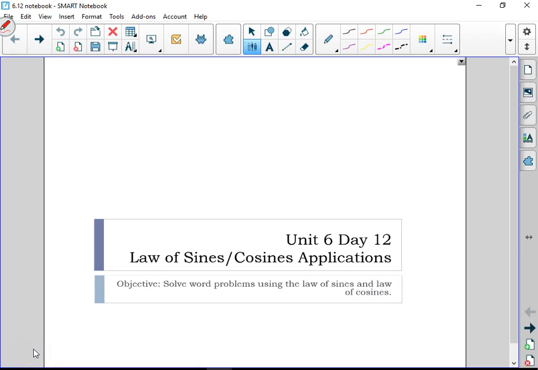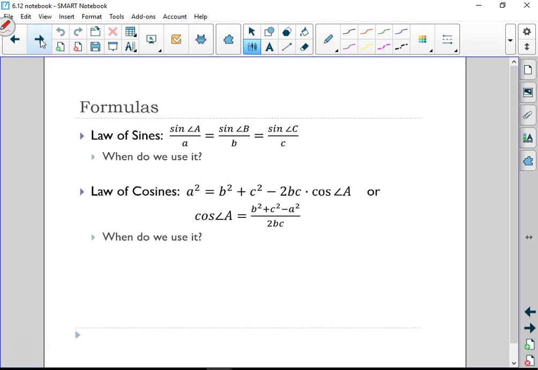Okay, now we're combining law of sines and cosines together, and we're going to do some applications of them, word problems. Okay, so just to review, law of sines is just a proportion. Okay, so pretty straightforward.